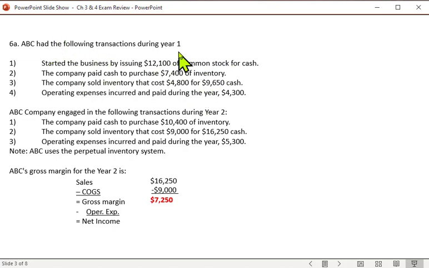Notice we didn't care about anything from year 1, and we also didn't really care about anything with respect to transaction 1 or transaction 3. All they wanted to know was the gross margin, which was sales minus cost of goods sold. Let's go to the next one.